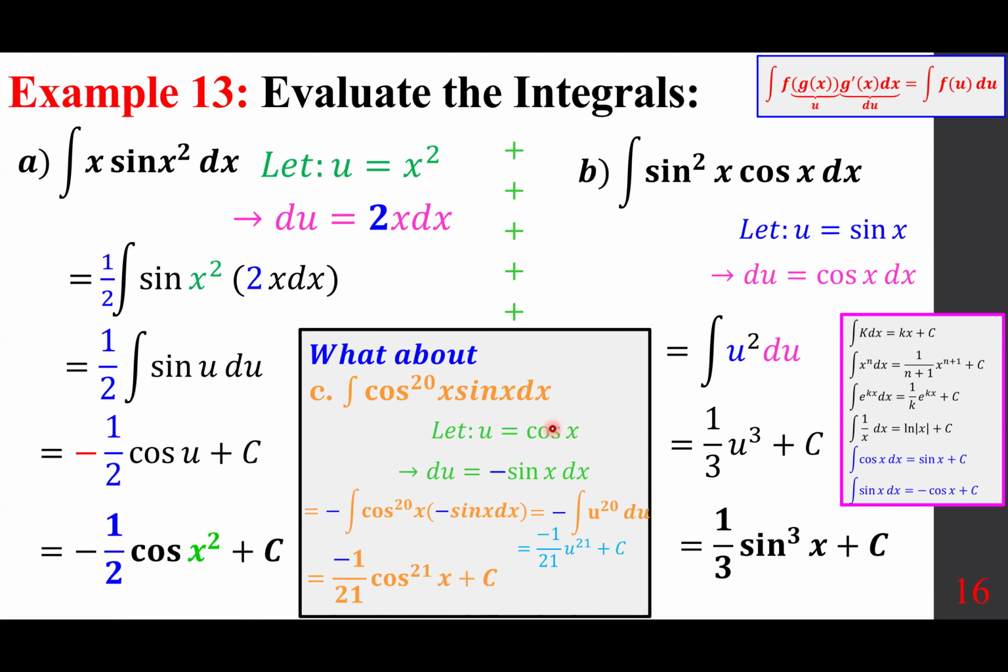So -1/21 cosine to the power of 21x plus a constant. I put a negative in a different color because we are not losing that. See, it's here, it's here, it's here, it's here, and we want to make sure that we don't lose that.